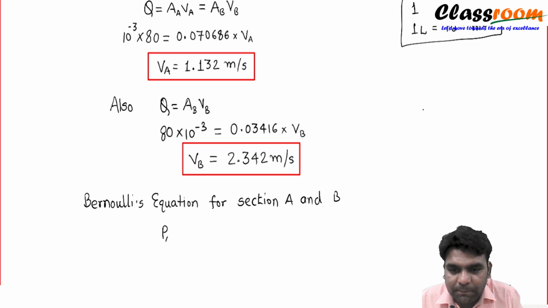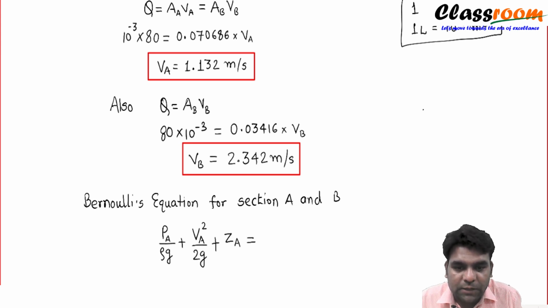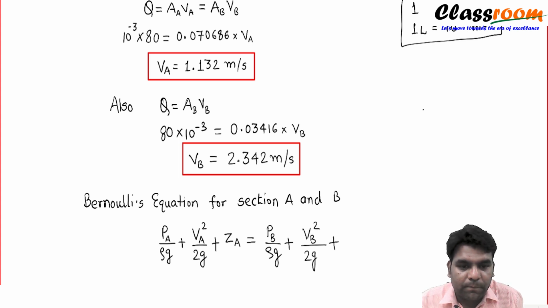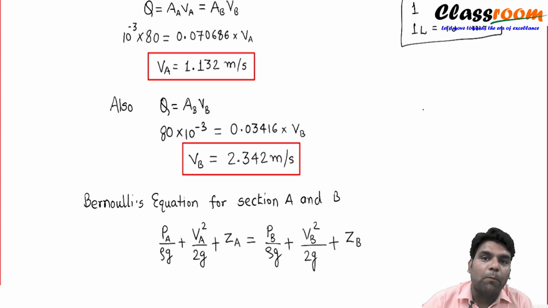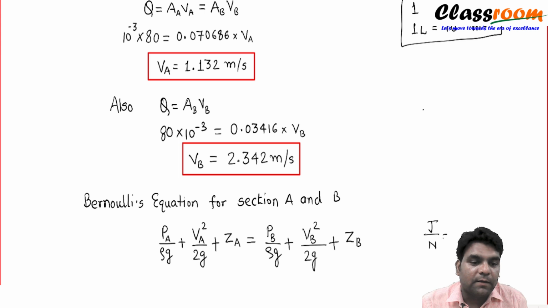So Bernoulli says that the pressure energy in form of head, PA by rho g, plus kinetic energy or kinetic head, VA square by 2g, plus potential head ZA, all energy at section A should be equal to the pressure energy at section B plus velocity or kinetic energy at section B, VB square by 2g, plus ZB. Okay, all the energies are in form of head. It is basically the energy per unit weight of the fluid. The unit of these energies is joule per Newton, that is Newton meter per Newton. That's why all the terms in Bernoulli's equation have a unit of meter.